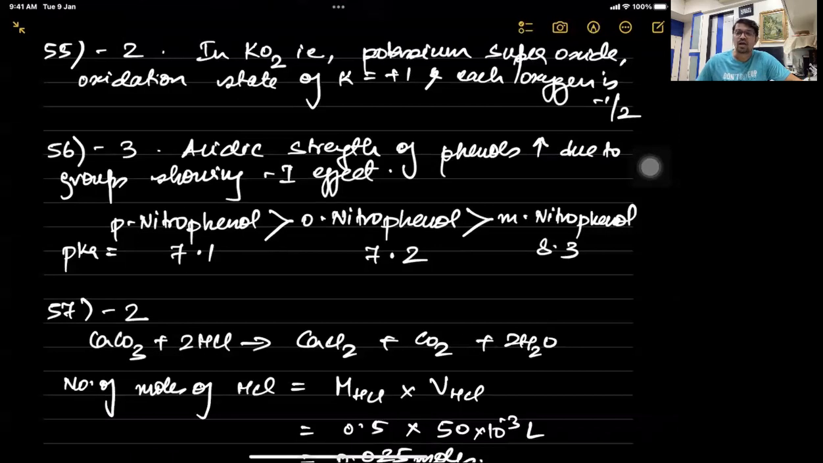Larger the Ka, lower is the pKa, and that acid is stronger. And that is with respect to the formula: pKa is minus log of Ka to the base 10. That's the 56th one.